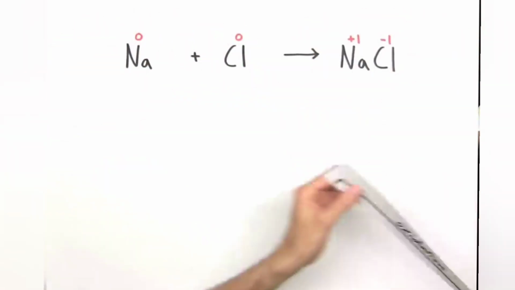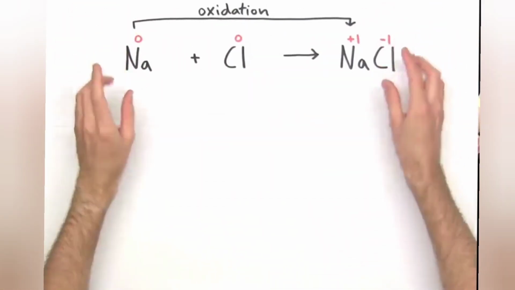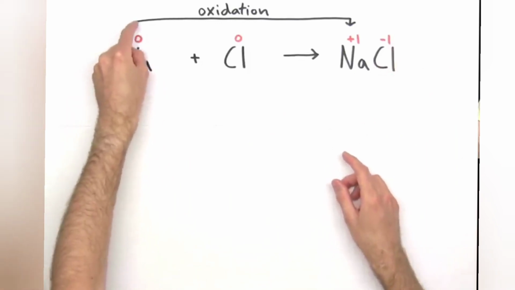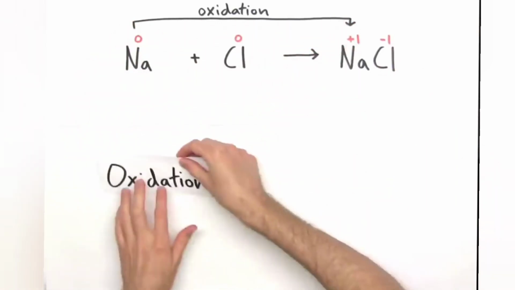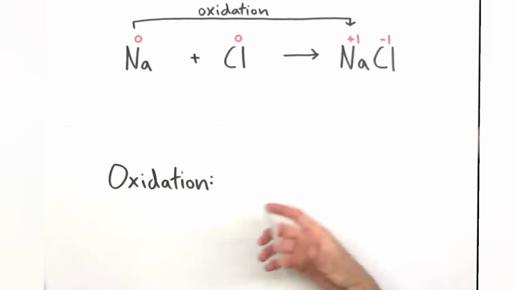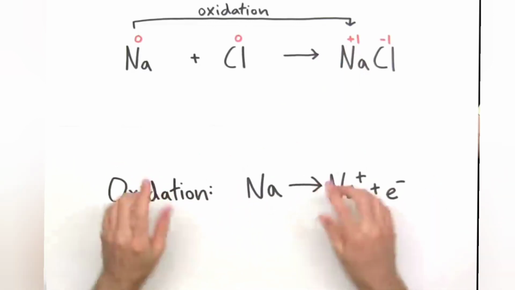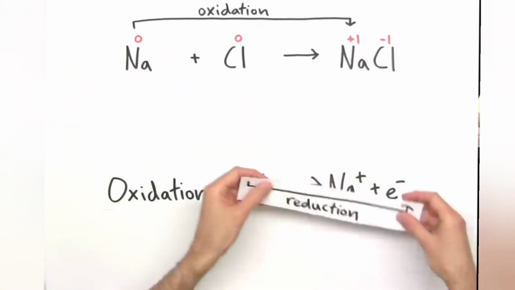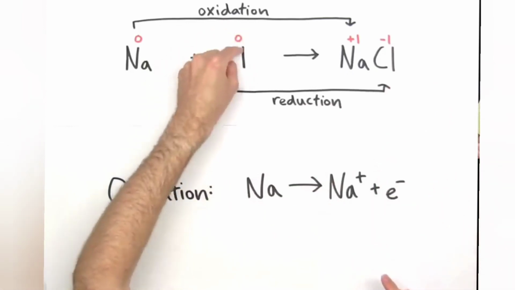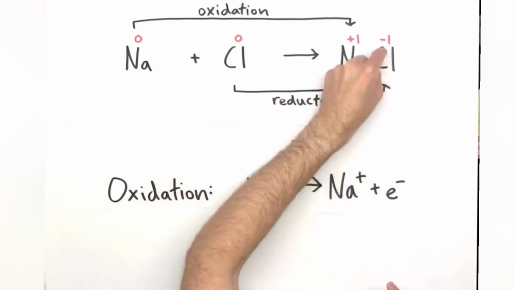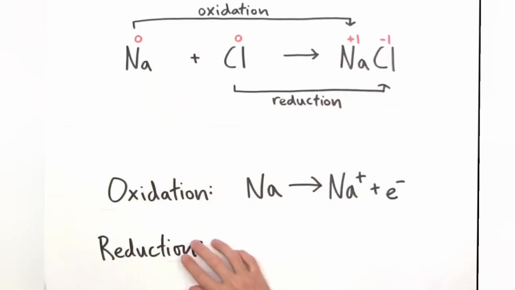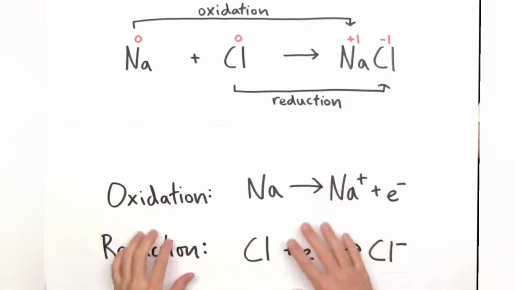We use a line to draw it here. As you see here, we now see that sodium neutral gives us what? Sodium ion. We say it has undergone what? Oxidation. On the other hand, chlorine neutral gives us chloride with a negative charge, and we say it has undergone what? Reduction.